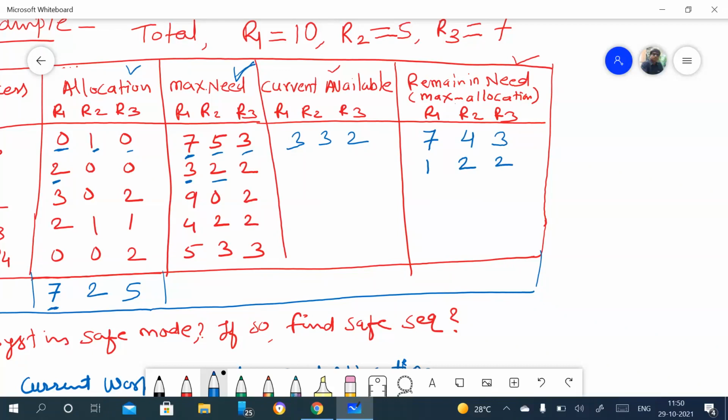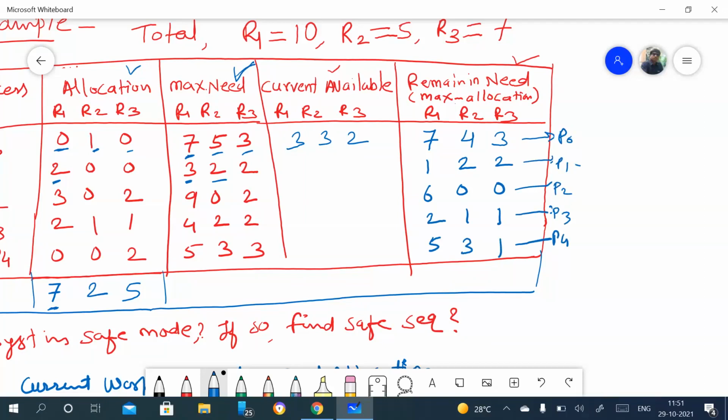So I'll just write here. Right. So this is for P0, P1, P2, P3, and for P4. So this is the remaining need table for all these processes. Now this answer is complete.